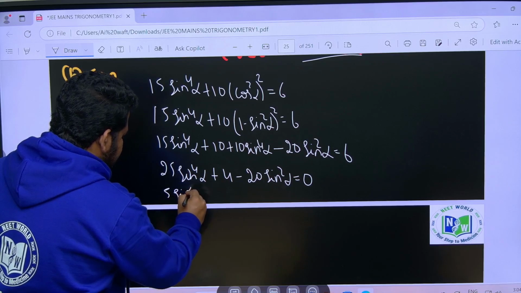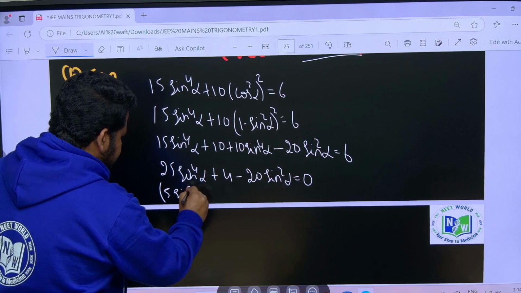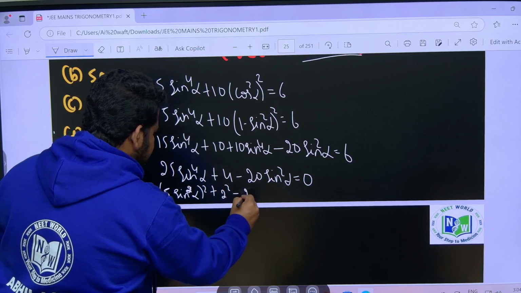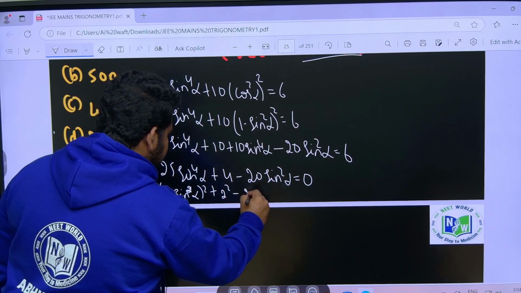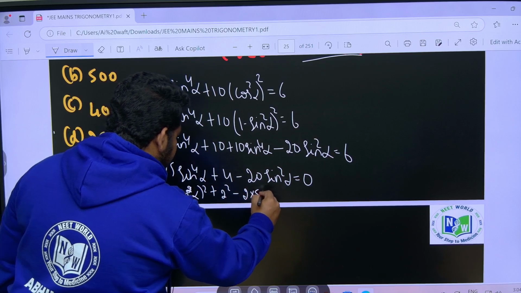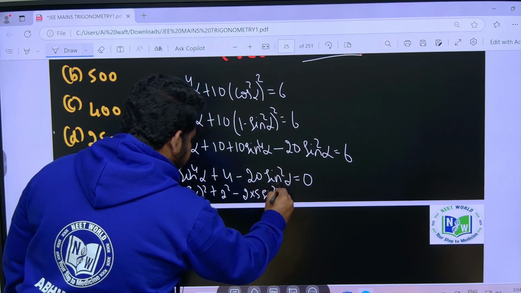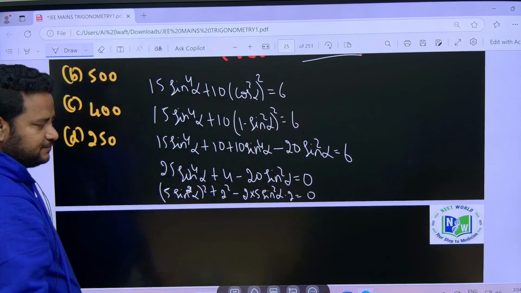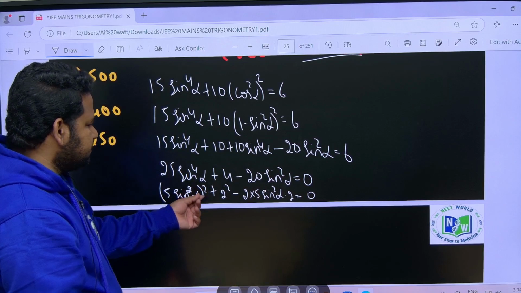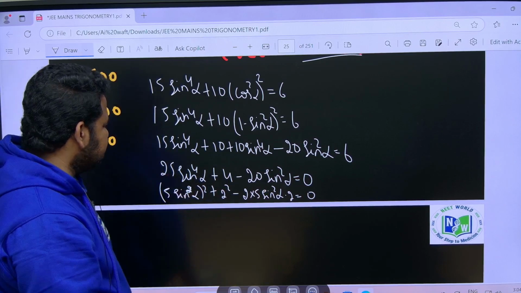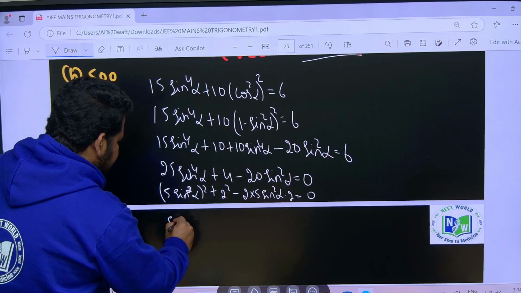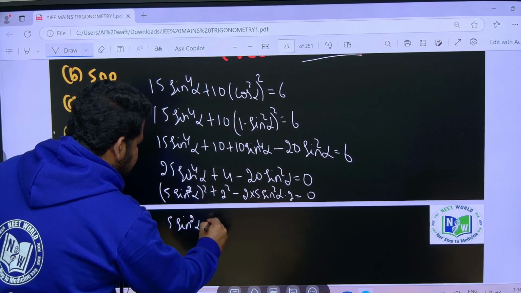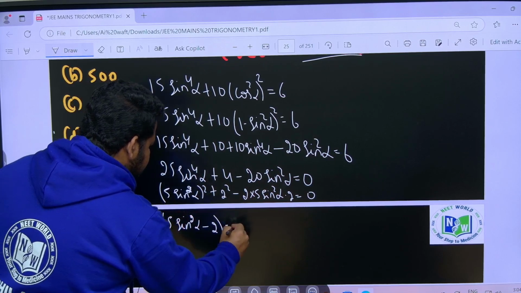Sine square, I am writing one more step extra: 5 sine square alpha whole square plus 2 square minus 2 into AB. A is 5 sine square alpha, into this 2, is equal to 0. So this is what, friend? This is nothing but a square plus b square minus 2ab, that is nothing but a minus b whole square. A is 5 sine square alpha minus 2, b is 2, is equal to 0.